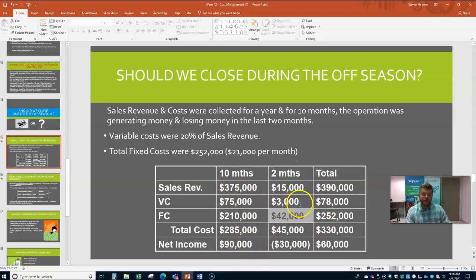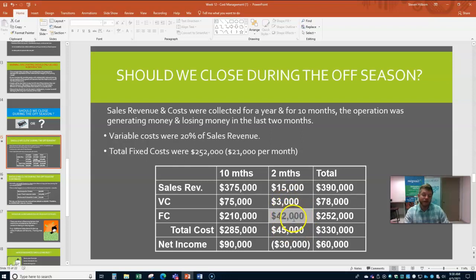In 2 months, we lose $30,000. And overall, we are making $60,000. Now, just by glancing at this, you'd say, well, if we close for the 2 months, wouldn't we just keep our 90 and not lose the 30? And why wouldn't we just close for those 2 months? It doesn't exactly work like that, because fixed costs will always remain there. You always have to pay fixed costs.